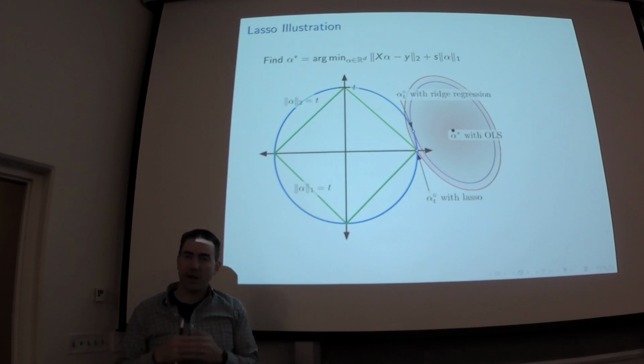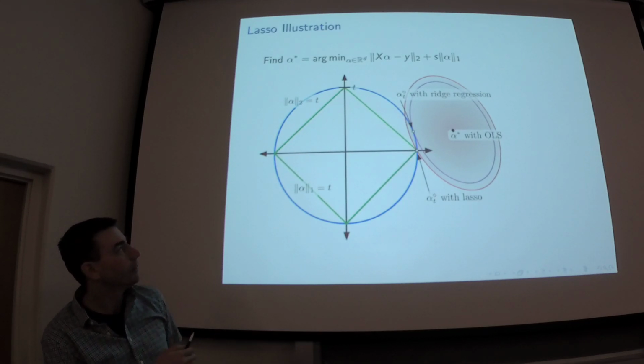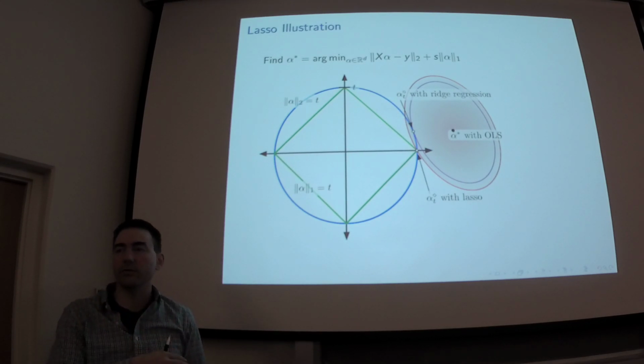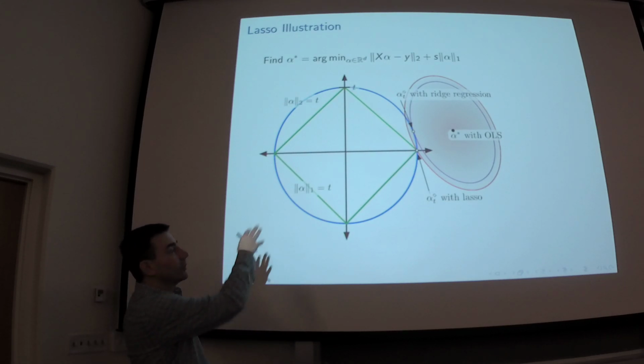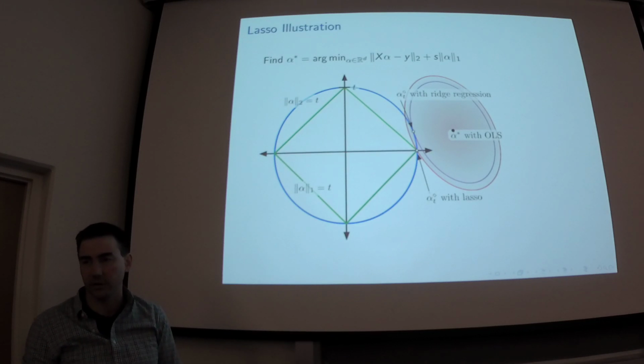this version where you have this hard constraint is going to be kind of equivalent for every value of s. There's an equivalent value of t where the problems are equivalent. So that means even with the soft constraint, I'm still biasing towards these sparse solutions with the L1 constraint.